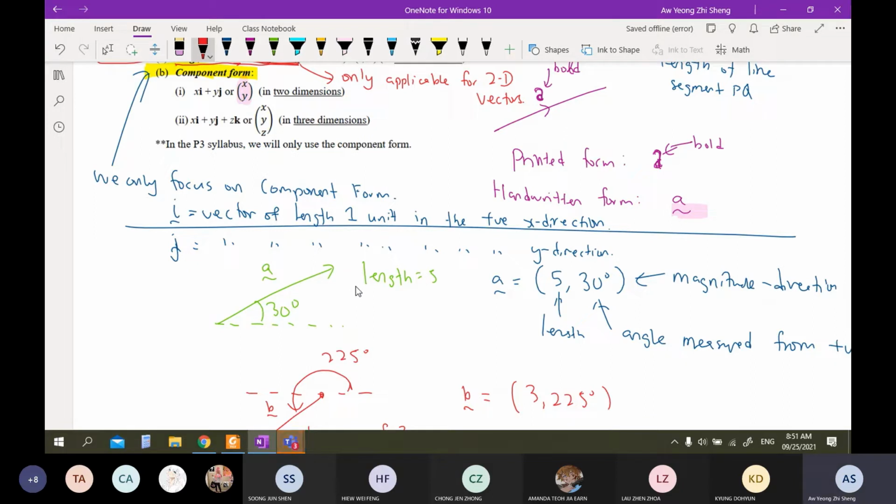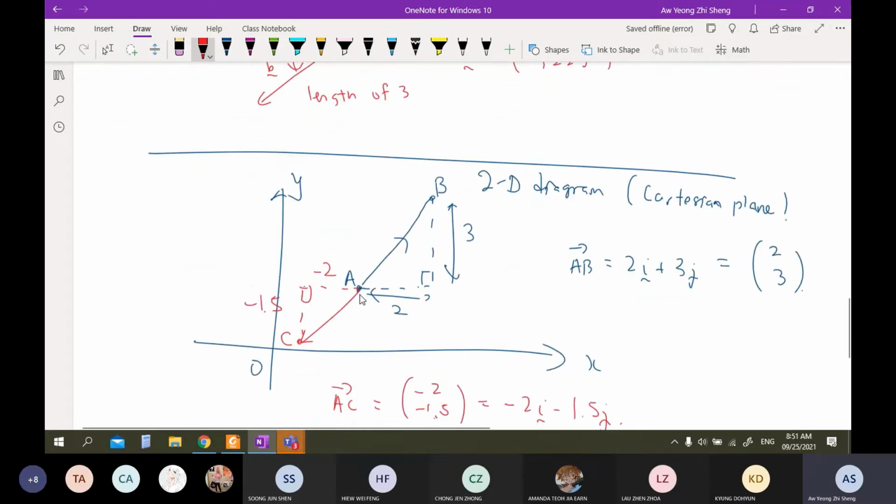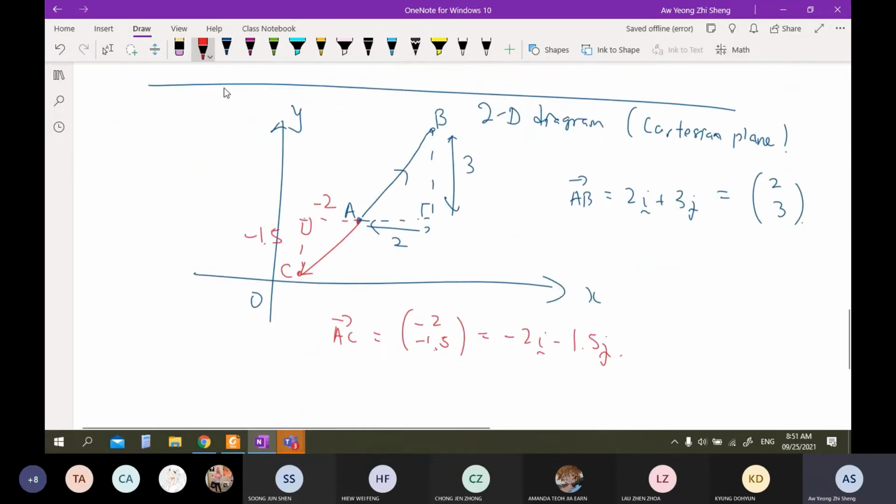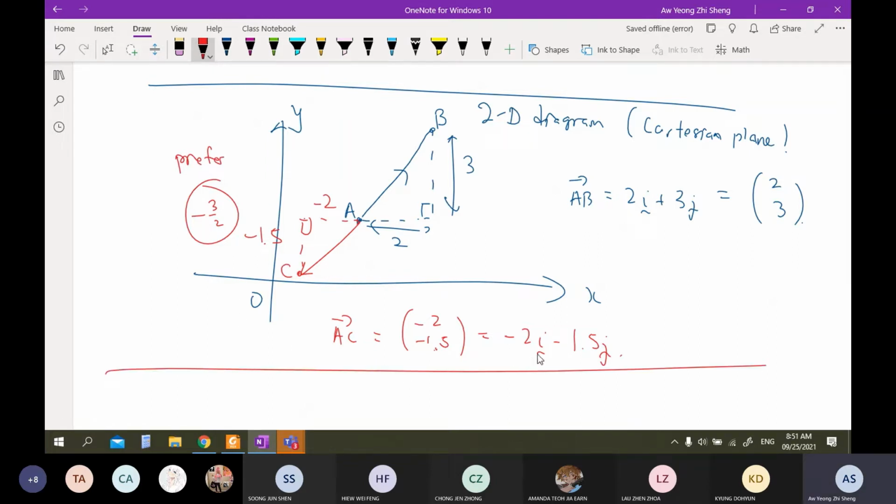Wei Feng asked in chat, is it preferable to use decimals or fractions? We always prefer fractions. So the 1.5 here, the preferred form is -3/2. We prefer fractions more than decimals, just like in other chapters.